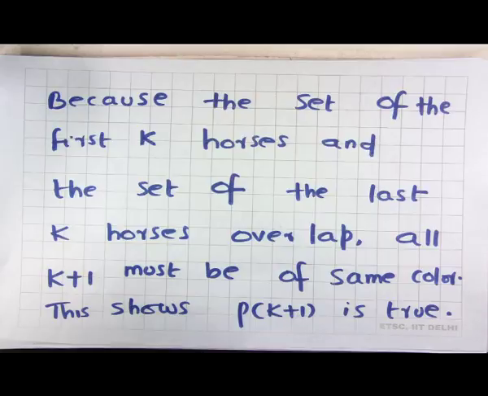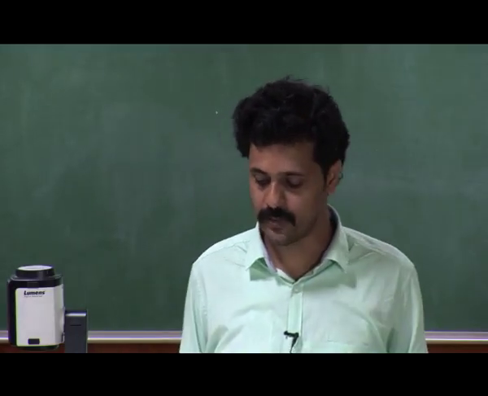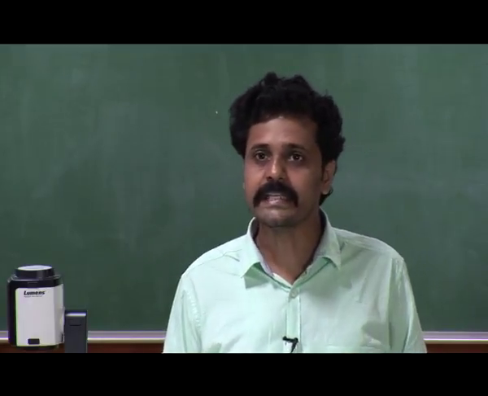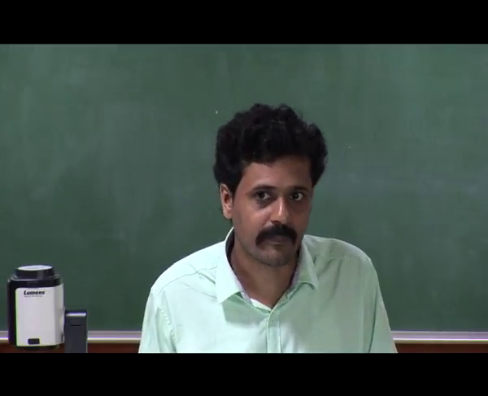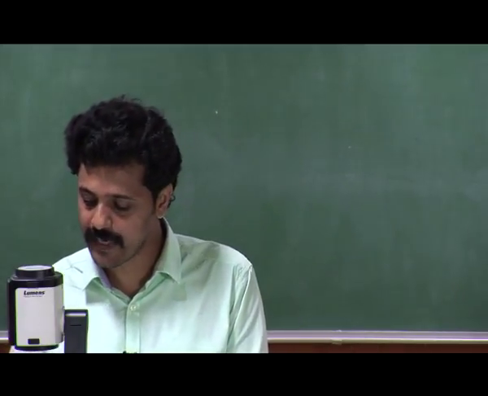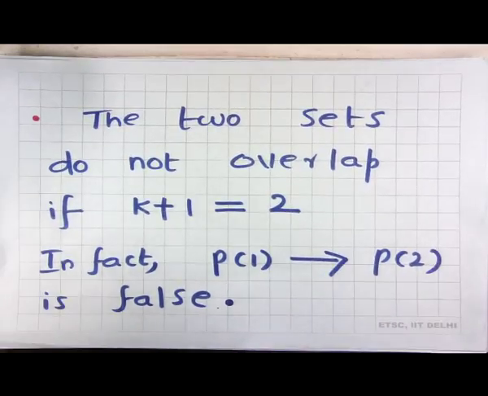Now, the question is, what is wrong with this argument? In fact, we know we cannot say any set of k horses will have the same color. What is wrong with this argument is the following. The basis step is good, because a set with one horse has the same color.